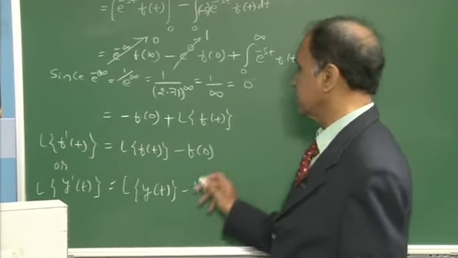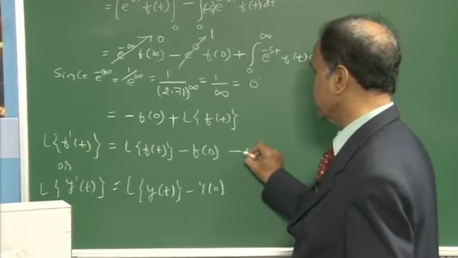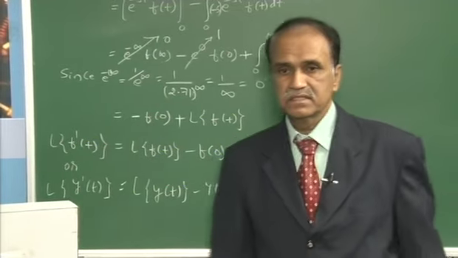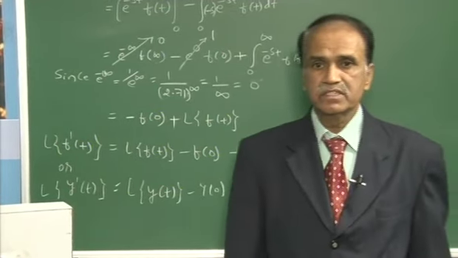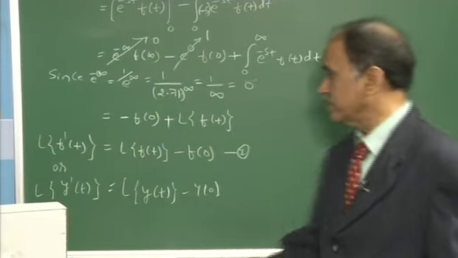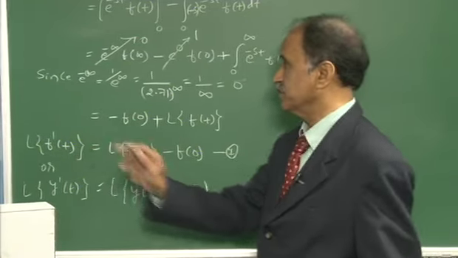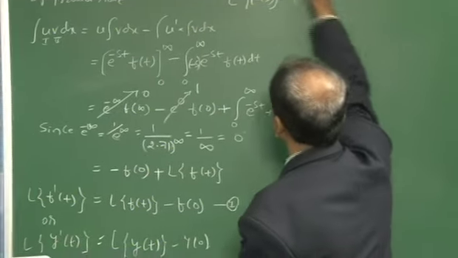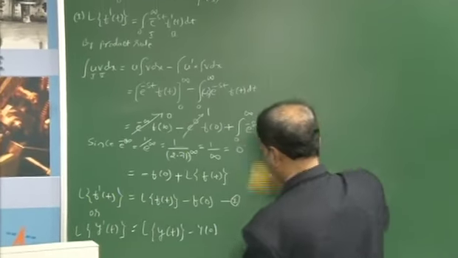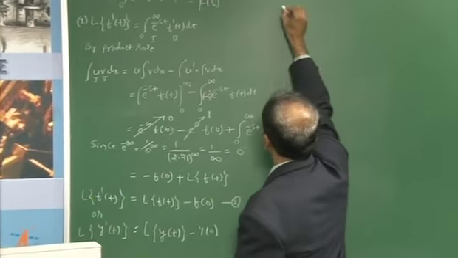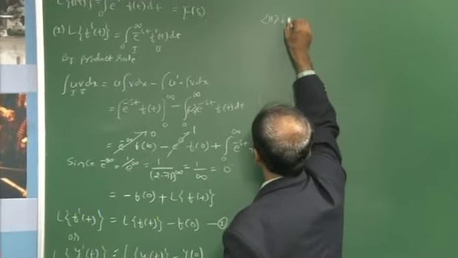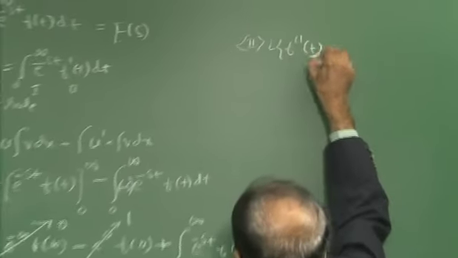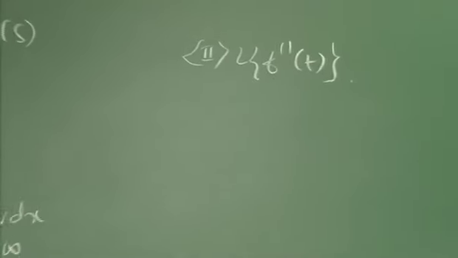So, this is the first result, which plays the role in solving the differential equations when we apply it to the first order derivative. Now, the second order derivative, in the same type we are going to study, that is L of f double dash of t. Second result, L of f double dash of t.